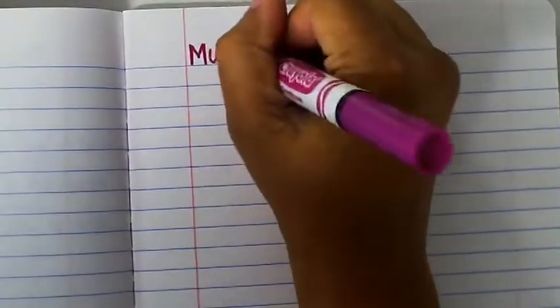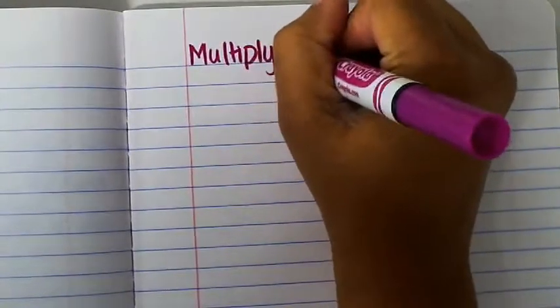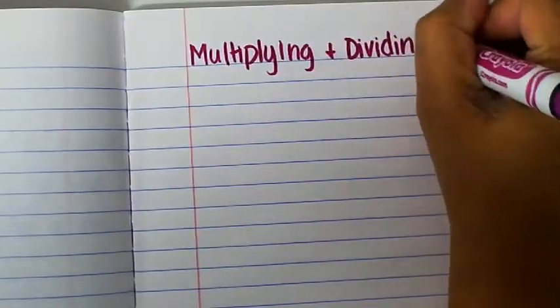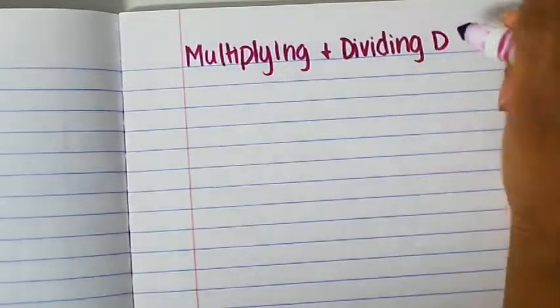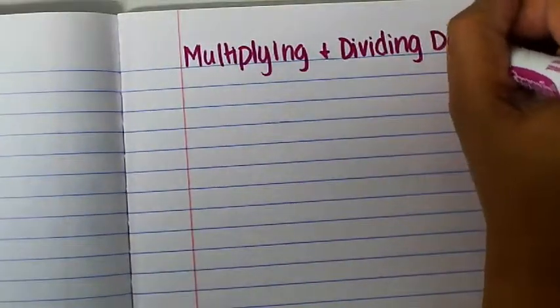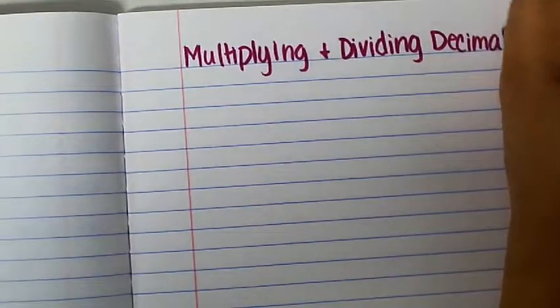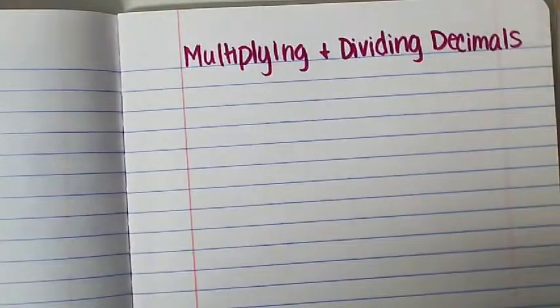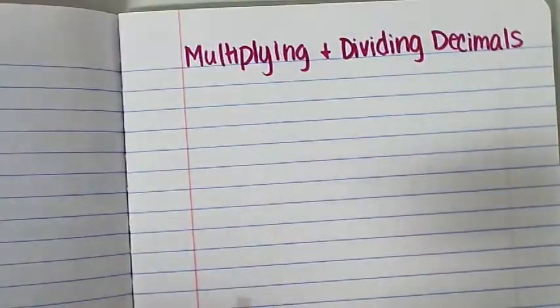All right, your title is Multiplying and Dividing Decimals. Last year, you guys learned how to multiply and divide decimals with whole numbers. We are going to review that very quickly, and then we're going to go over the steps for multiplying decimals by decimals.